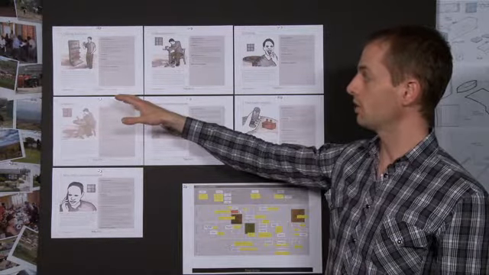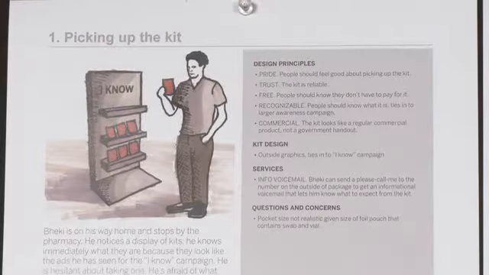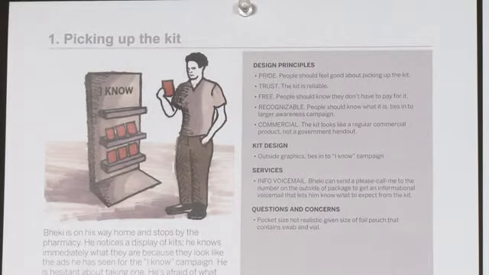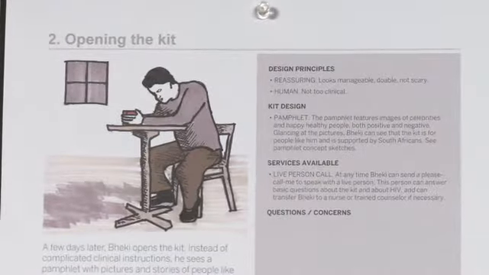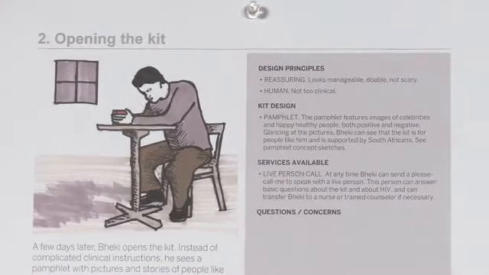So this process, you can see, starts with picking up the kit. So where do people get it? How do they recognize it? Are they aware of it before they see it? Right? Is there some kind of advertising campaign around it? Goes through the process of, well, what happens when they get home and open it?